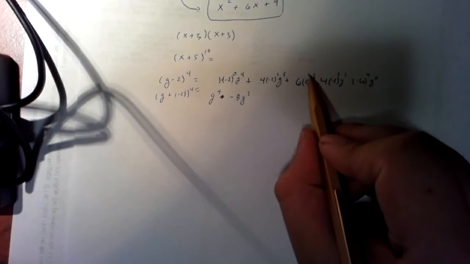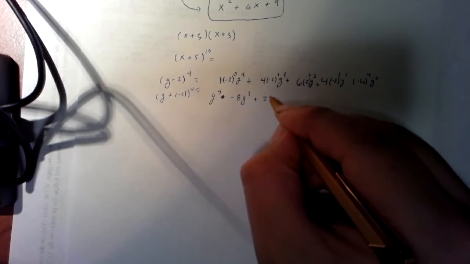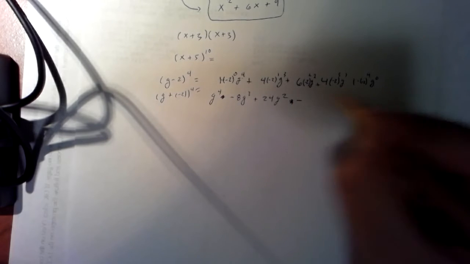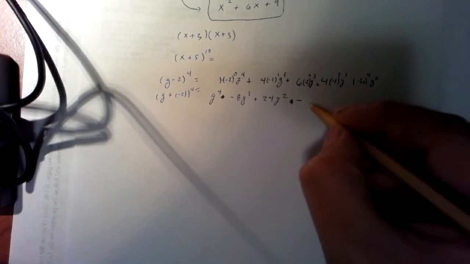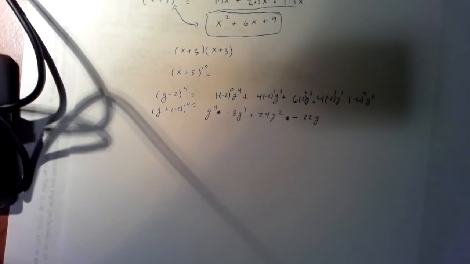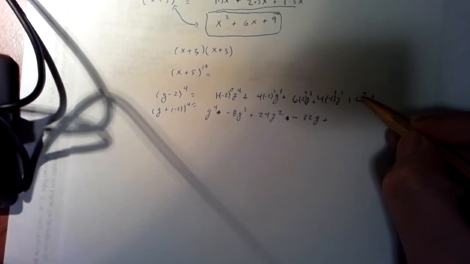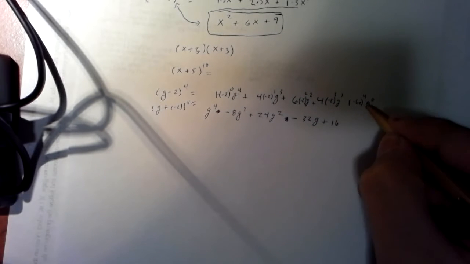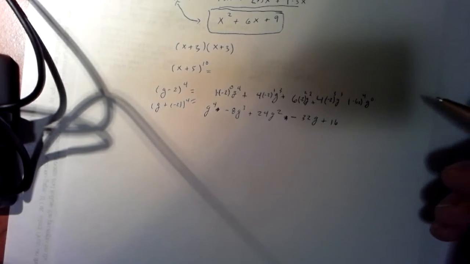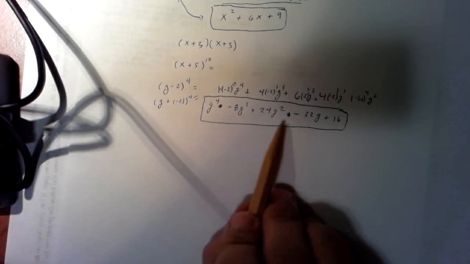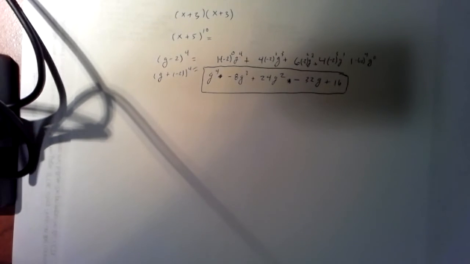Okay, then over here we have negative 2 squared, which is 4, times 6 is 24. So we get plus 24g squared. And then this one's going to be a minus, right? So negative 2 cubed is negative 8, times 4 is negative 32. So that's minus 32g, because it's to the power of 1. And then plus 1 times negative 2 to the power of 4, which is 16. G to the power of 0 is 1, so it just goes away, right? And this is our fully expanded polynomial. So we get g to the 4th minus 8g cubed plus 24g squared minus 32g plus 16. All right, so that's how you do that one.